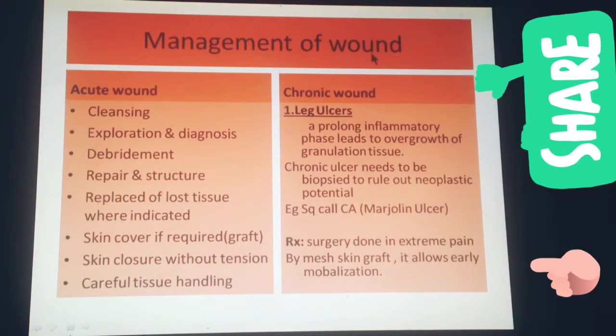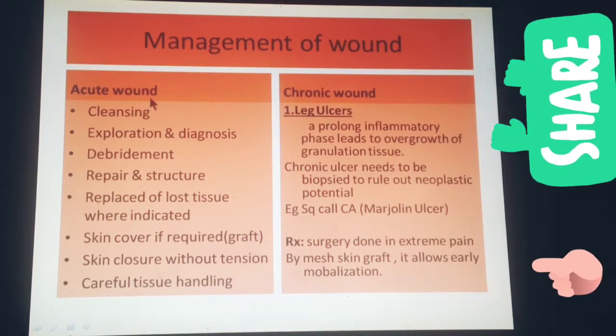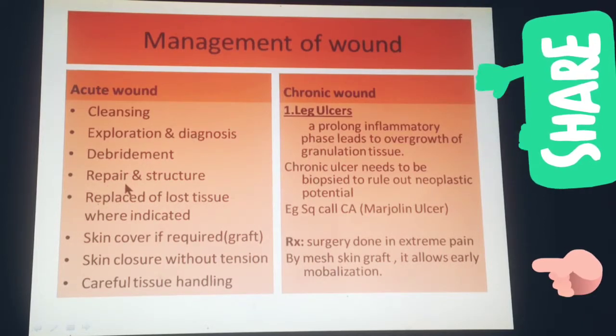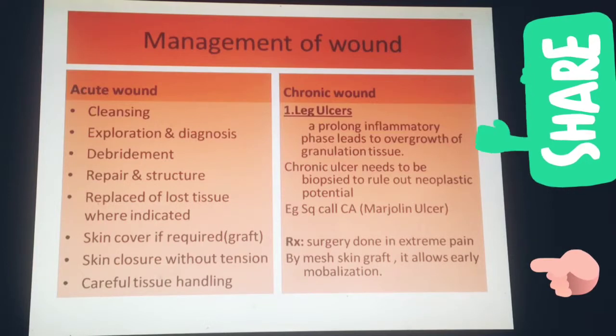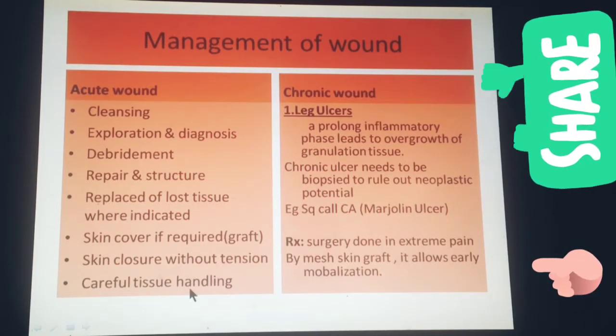Now, how do we manage wounds? If there is an acute wound, we first clean it, explore it, and diagnose it. Then we debride the dead tissue, repair the structures that need to be repaired, replace the tissue that has been lost, and cover the skin by grafting. The closure of the wound should be without tension. Your sutures should not be pulling the skin together. It should be made in such a light condition that there is no tension produced on the skin, so later on, that area does not reopen again. And lastly, we have to do careful handling of the tissue.